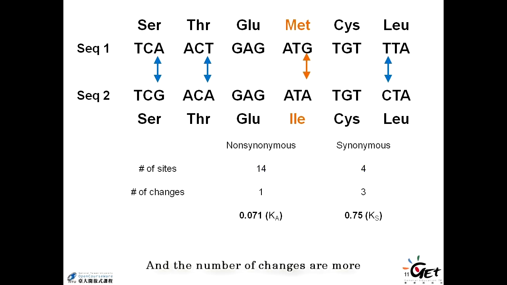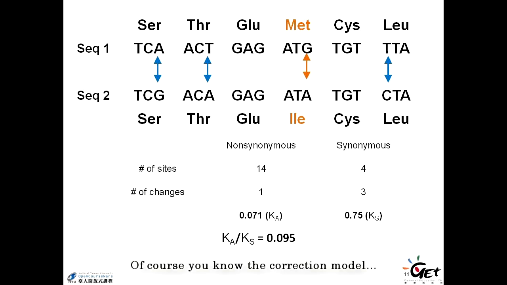The number of changes is easier to calculate. It's 1 and 3. Then you directly divide it. So 1 divided by 14 is the non-corrected Ka. Then 3 divided by 4 is the non-corrected Ks. So that's the total number of sites and total number of changes we use here. And I say it's non-corrected because we didn't use the correction formula for multiple hits.